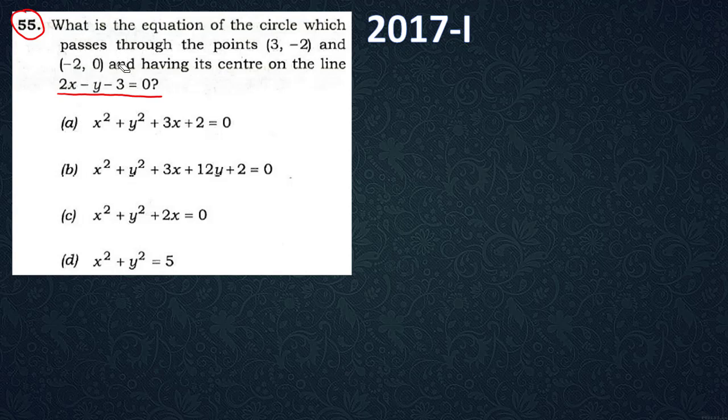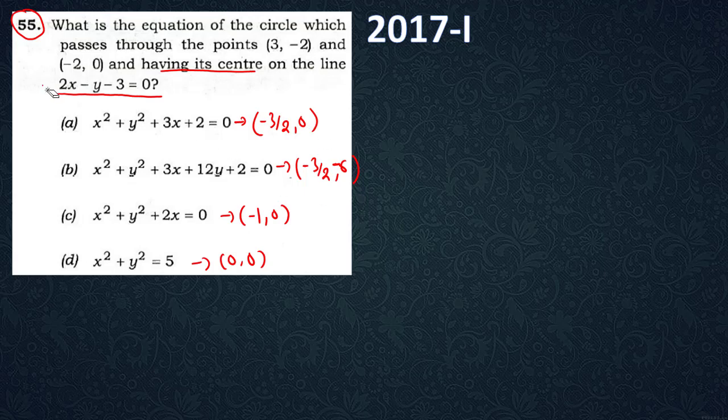क्या बोला है यहाँ पे? You have two ways here. Either you substitute these 2 points in this equation and check which is satisfying, or you will check for the center because center is lying on this line. So let's use the second one. So let's find out the center of this circle. इसका center कितना है? It is minus 3 by 2, 6. Sorry, it is minus 6. And इसका center रहेगा minus 1, 0 and इसका center रहेगा 0, 0. So these 4 points should satisfy this equation. Okay, तो ये satisfy करेगा क्या? Definitely it is not satisfying.